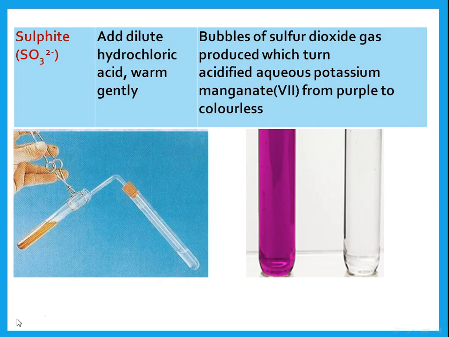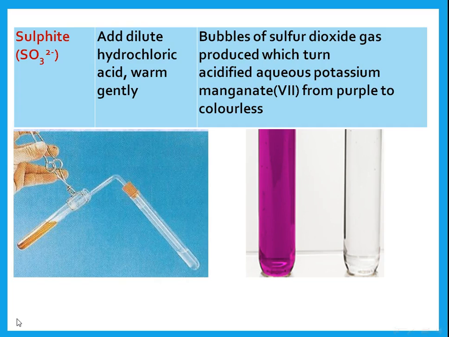Remember that sulfate is SO4 2 minus, sulfite is SO3 2 minus. Now, to test for sulfite, I add dilute hydrochloric acid and warm gently. This will give bubbles of a gas. When I pass it through acidified potassium manganate, the potassium manganate will change from purple to colorless.